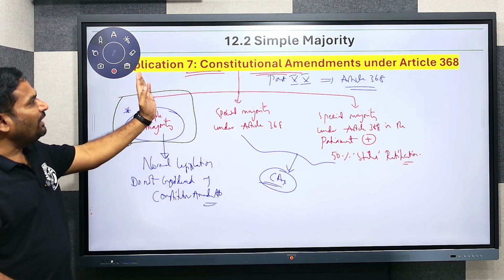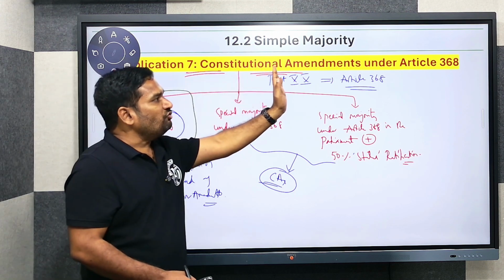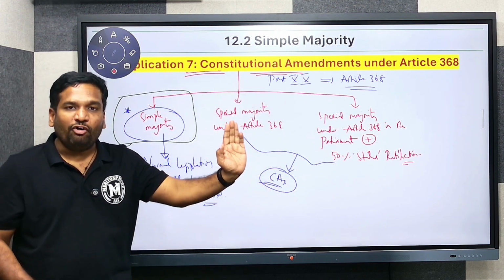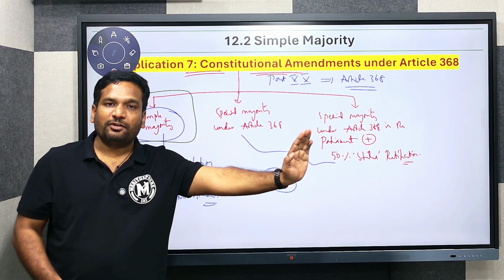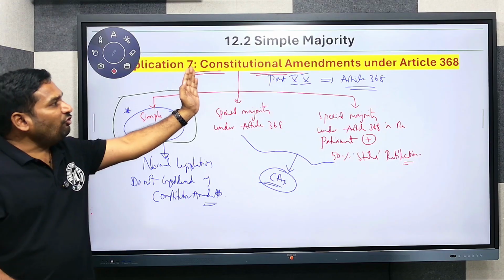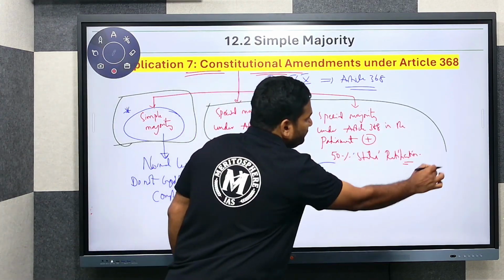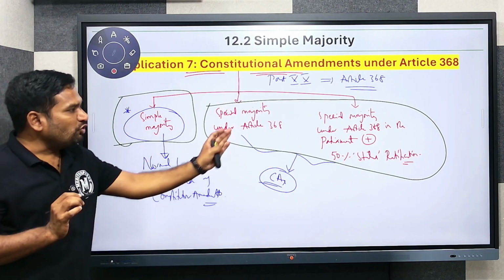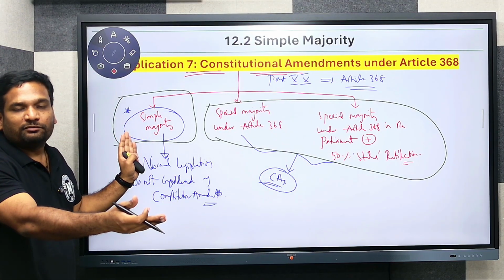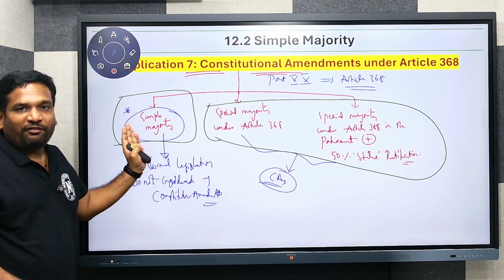So here, for the seventh application, the same diagram works. The seventh application is constitutional amendments under Article 368. The sixth application is constitutional amendments outside the scope of Article 368. Outside the scope of Article 368 means this part. Under Article 368 means these two parts, these two segments. These two fall under 368. This falls outside the scope of Article 368. Got my point? Right. So under application 6, we have discussed this.